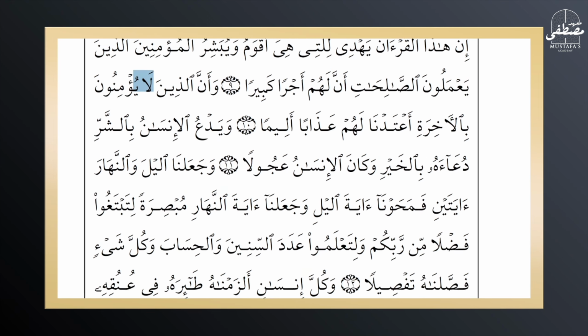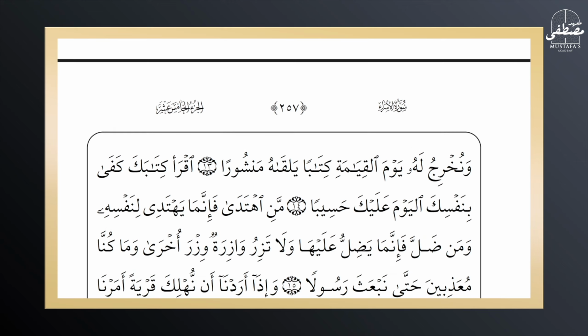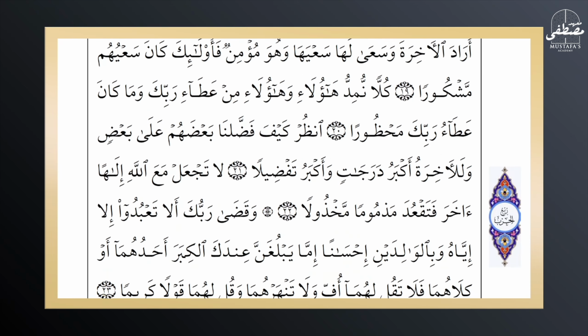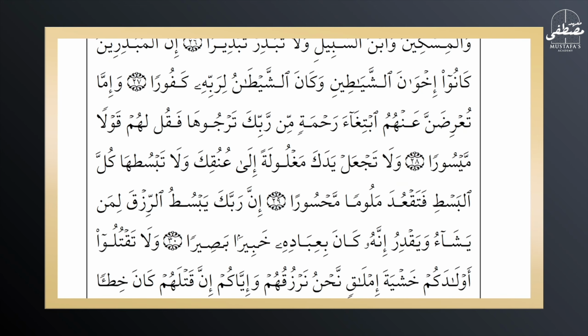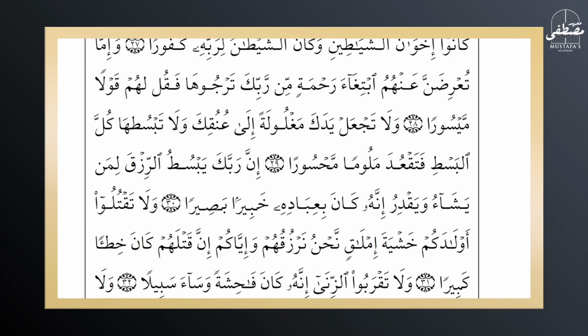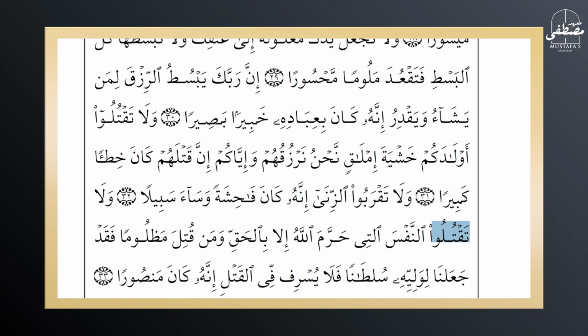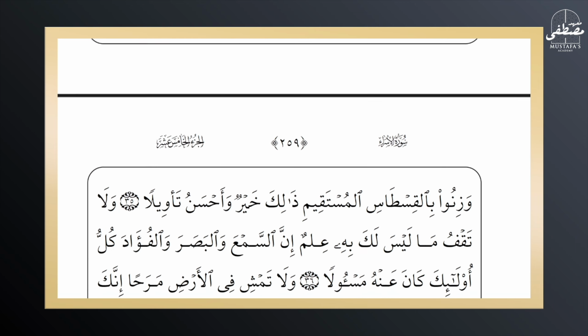However, if we go any further and look for another la that specifically shows you it's not a verb next to it. Look at this one. وَلَا تَجْعَلْ. تَجْعَلْ is a verb. وَلَا تَقْتُلُوا. See, تَقْتُلُوا is a verb. وَلَا تَقْرَبُوا. تَقْرَبُوا is a verb. Notice that. All of those are verbs.